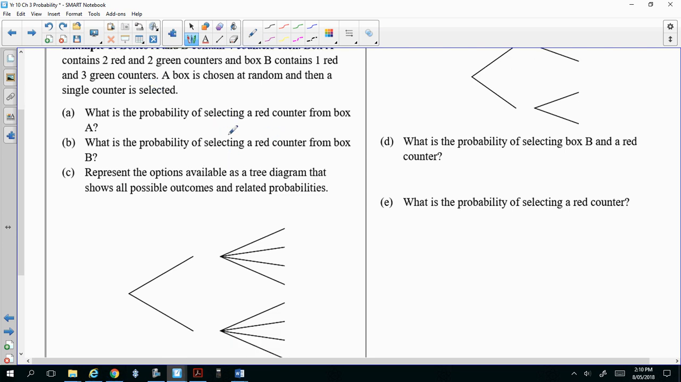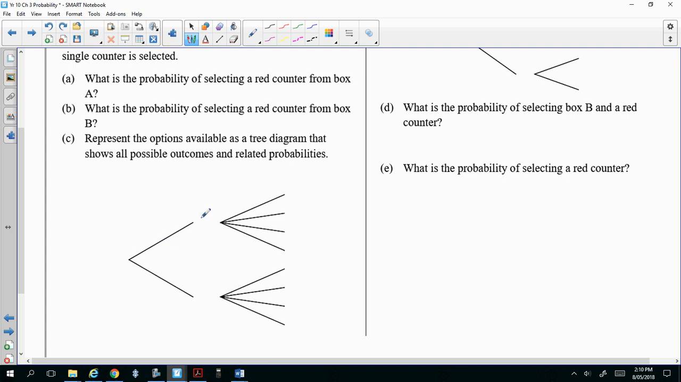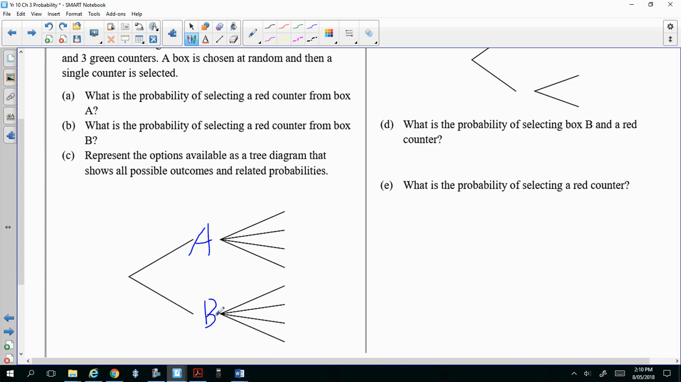Okay, so before we answer the probability question, is to list all the outcomes. So how do I list the outcomes? So you've got a box A, a box B, isn't it? And each of these has got 4 counters. Box A has got 2 red and 2 green. And the box B contains how many red? 1 red, 3 green. And you can list the outcomes as AR, AR, AG, AG. So all the outcomes can be listed by using the tree.